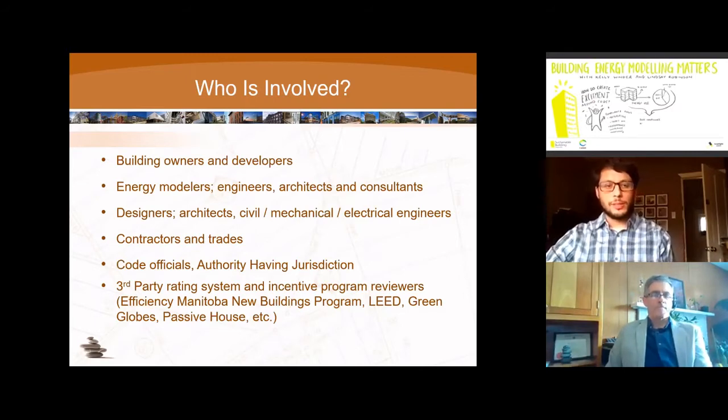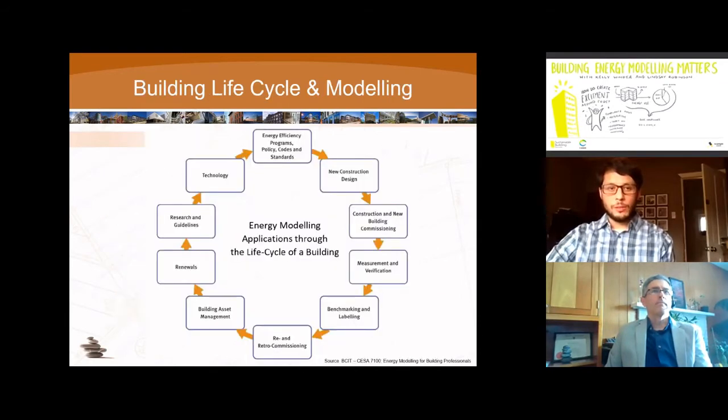So who is involved in energy modeling? Well, we've got the building owners and developers, the people who own the building stock and who operate it. We've got energy modelers, which can be engineers, architects, or otherwise specialized consultants. We've got the building design team, architects, civil, mechanical, and electrical engineers. We also have contractors and tradespeople, code officials, and folks representing the authority having jurisdiction, as well as third-party rating system and incentive program reviewers. So this could be someone from Efficiency Manitoba, maybe a representative from the New Buildings Program and that incentive program. It could be a LEED reviewer or other organization.